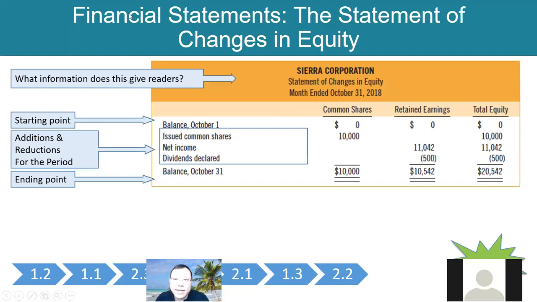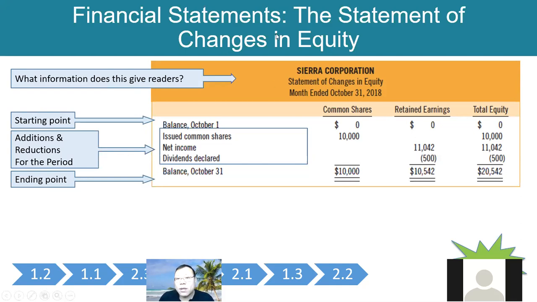So now let's take a look at the financial statement, the statement of changes in equity. Once again, you see that there are 3 line headings, right? The first top line is the name of the company, and then this is the title of the statement. It's called a statement of changes in equity. And then you talk about the period, time period. This is for a time period of 1 month, ended October 31st, 2018. So for this statement, it's for a period of time, from October 1st to October 31st, 2018.